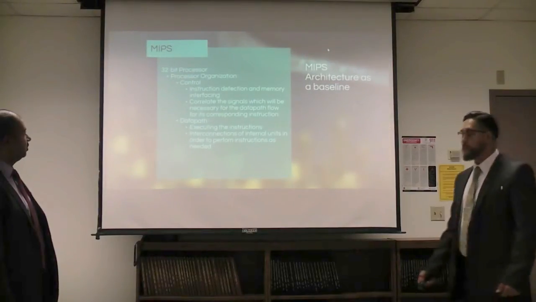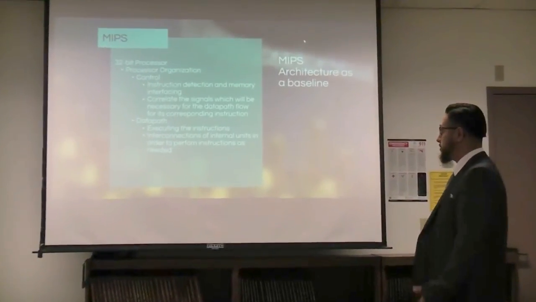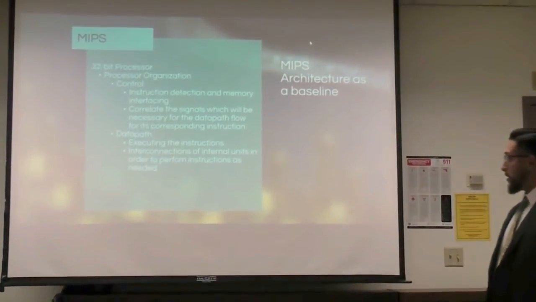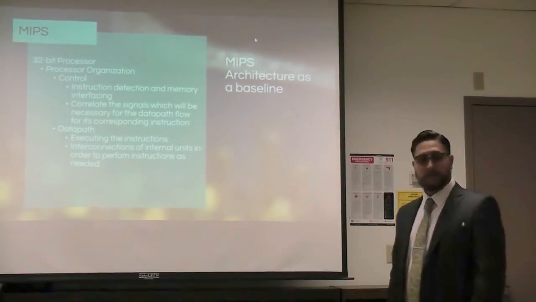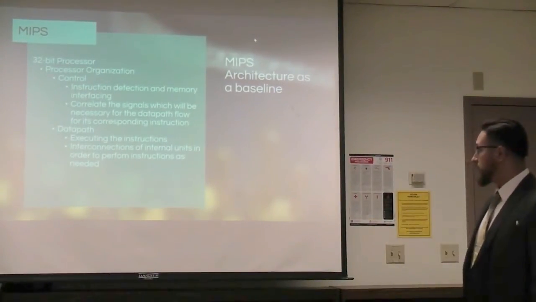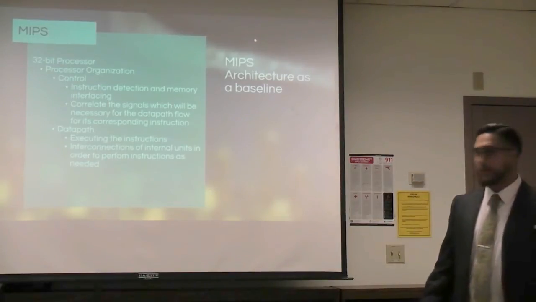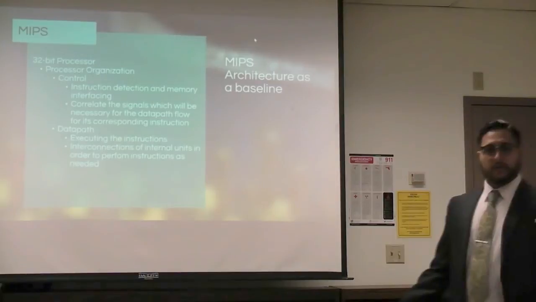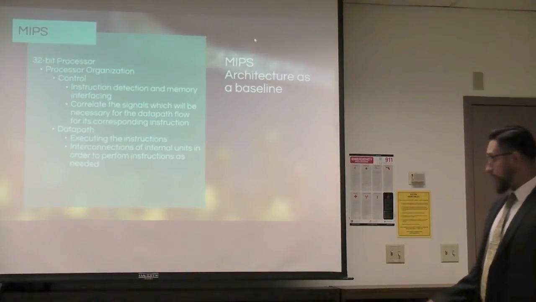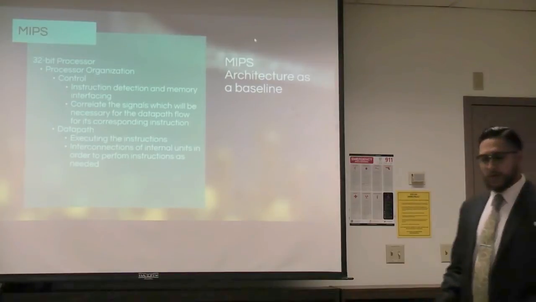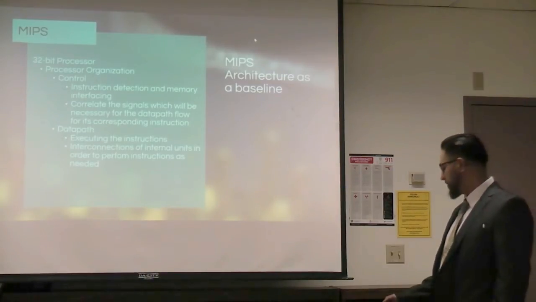A MIPS is a 32-bit processor which is organized into two major parts. You've got your control and your data path. Your control is in charge of instruction detection and memory interfacing. It generates the signals which will be necessary for the data path to flow for its corresponding instruction. The data path is the interconnection of the internal units in order to execute the instructions as needed.